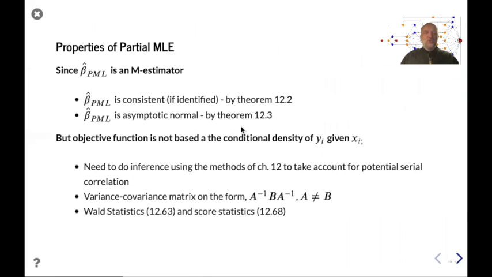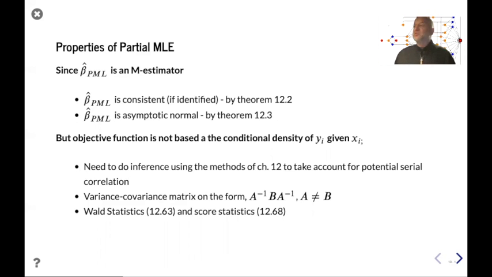Okay, so just to wrap up a little bit on the properties of partial maximum likelihood, it's an M estimator. It's consistent if it's identified. Well, we probably have some issues with that in this particular case, because the explanatory variables are correlated with the unobserved effects. So c_i and x_i are potentially correlated, so we may actually not identify the parameter of interest.